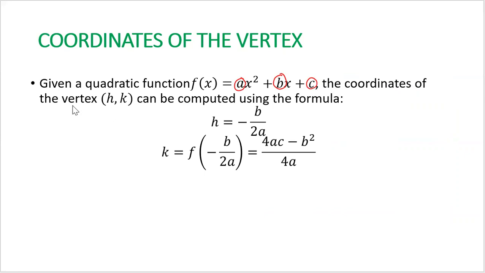So the coordinates of the vertex will be denoted by h comma k, where h is computed using the formula negative of the value of b divided by 2 times a, while the y coordinate, which is k, is computed as the function value of the x coordinate of the vertex, which is also equal to 4 times a times c minus b squared divided by 4 times a.